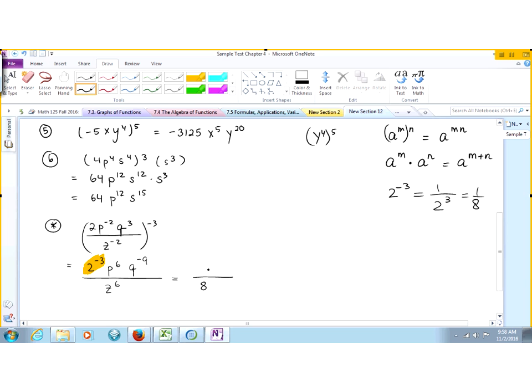All right. What about this p to the 6? Does it stay up? Okay. What about this q to the -9? Q to the 9 and then z to the 6. Yes. Doable? So this is something with negative exponent, and I think number 7, simple.